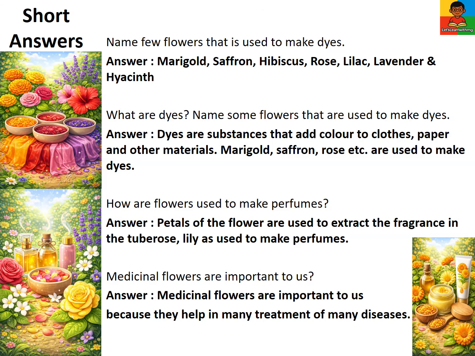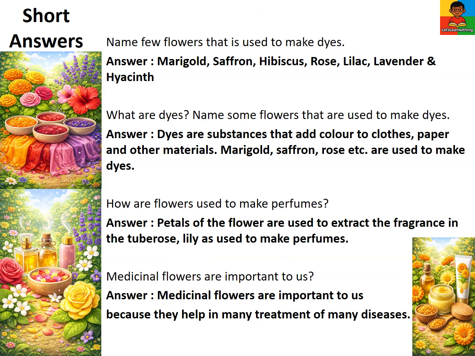Name few flowers that are used to make dyes. Answer, marigold, saffron, hibiscus, rose, lilac, lavender, and hyacinth. What are dyes? Dyes are substances that add color to clothes, paper, and other materials. Marigold, saffron, and rose are used to make dyes.